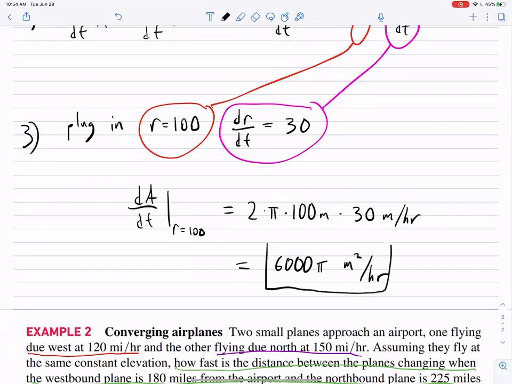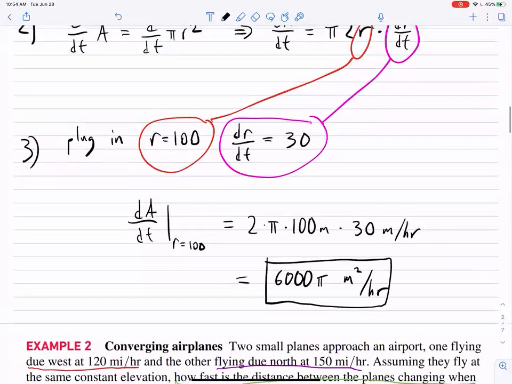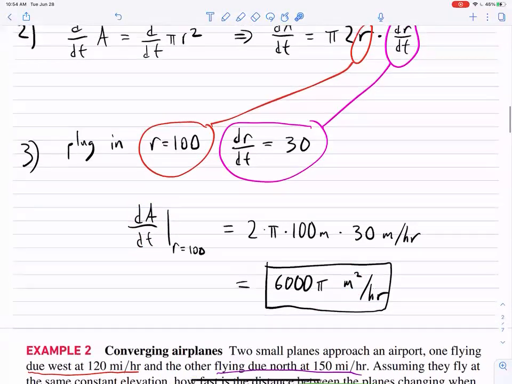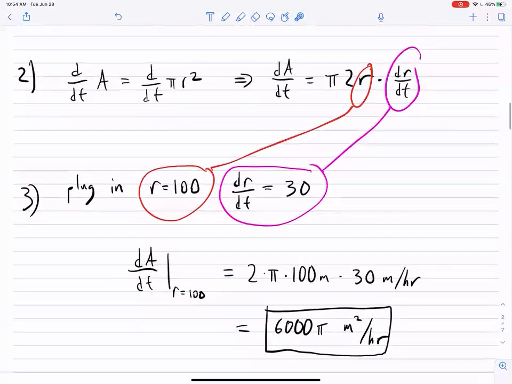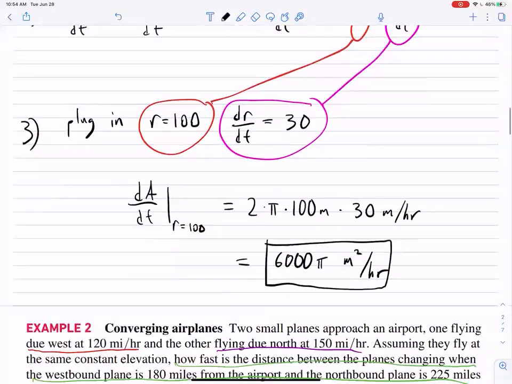So that is the rate of change of the area, which makes sense that it's in meters squared per hour, because it's a rate of change, and it's meters squared because the radius is in meters. And so that means the area would be increasing in square meters. And so that's how you do a simple related rates problem. Let's do another example.